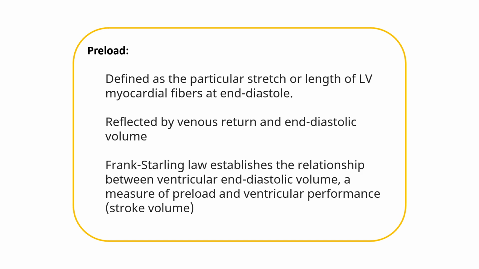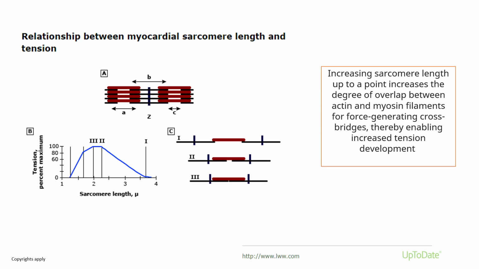The Frank-Starling law, it's a very important law to understand. It establishes the relationship between ventricular end diastolic volume, which is a measure of preload, and ventricular performance, which is a measure of stroke volume. The higher the end diastolic volume, the more the myocardial fibers are stretched. And the more they are stretched, the more tension and the more force generating contractile power. But this can occur up to a point.